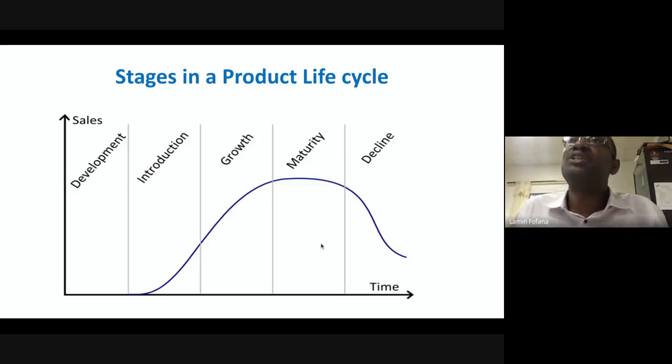If a product reaches maturity, you can do a lot of things to take it back before it declines. And this is exactly what is happening in the technology industry. If you look at, let's use the mobile phone technology, with particular reference to Samsung and Apple, the iPhone. Last year there was iPhone 11. There was the normal iPhone 11, then iPhone 11 Pro, then iPhone 11 Pro Max. The three of them came together.